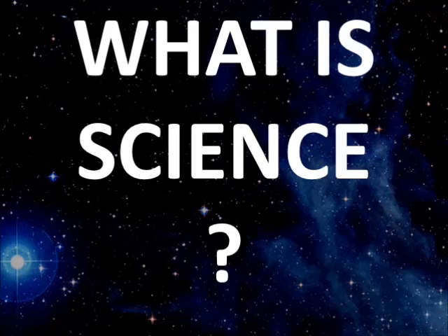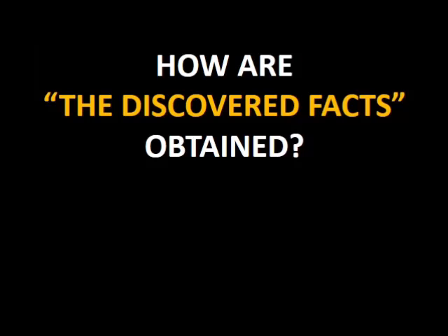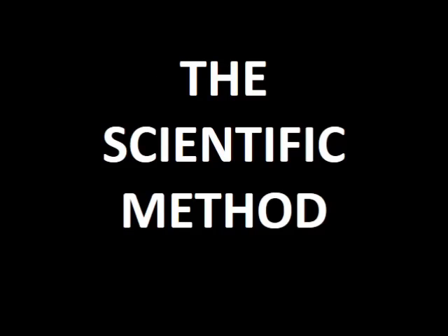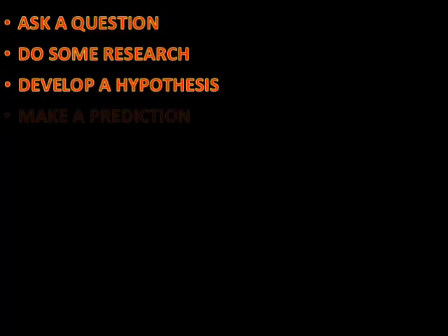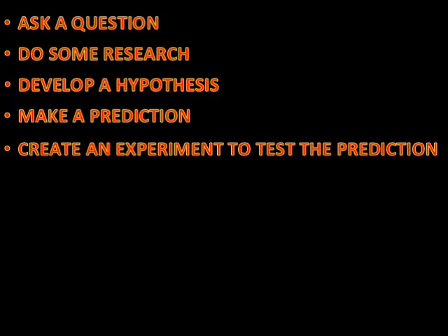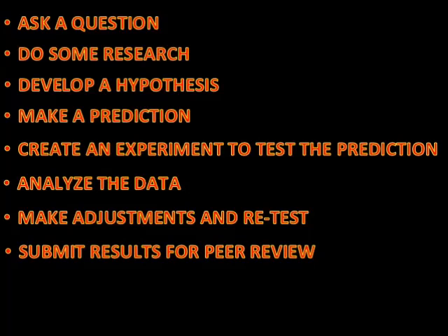Well, according to the dictionary, science is knowledge about the natural world based on discovered facts, learned through experiments and observation. So, how are the discovered facts obtained? Well, it's through a process called the scientific method. And what is that? You ask a question. You do some research to find out who else is asking the same question. You develop a hypothesis. You make a prediction. You create an experiment to test your prediction. You analyze your data. You make adjustments and retest as often as necessary. You submit the results for peer review. You publish your results. This is the basic method of science, and it's a good method.